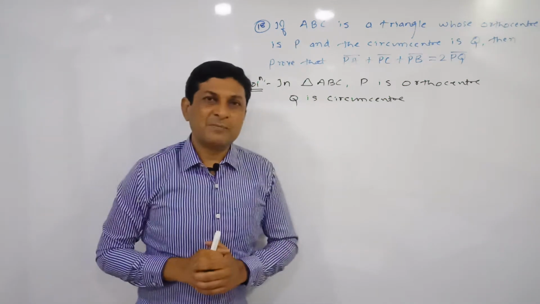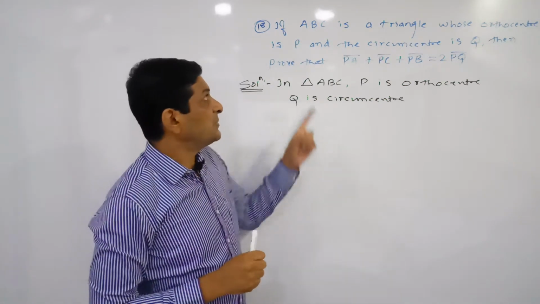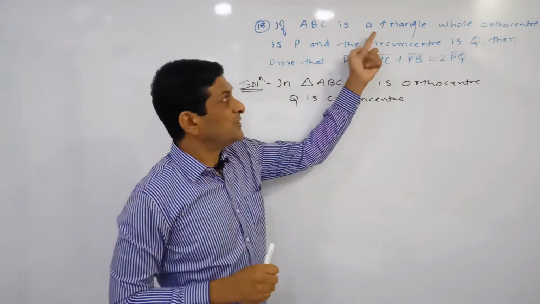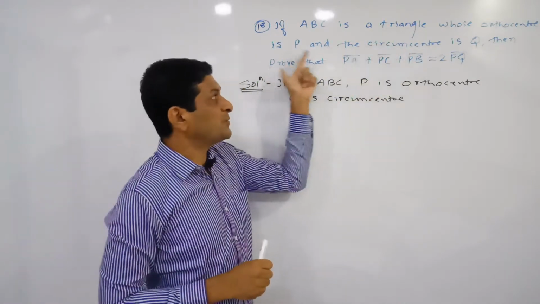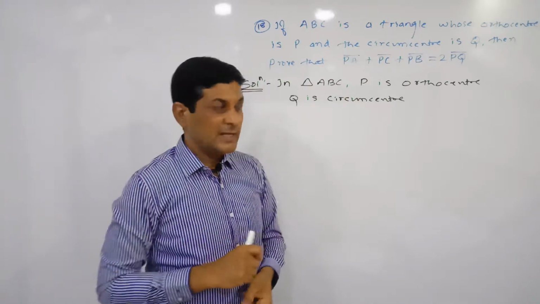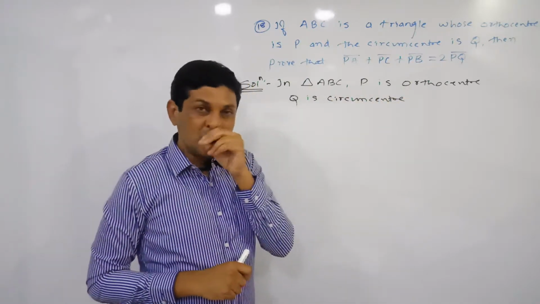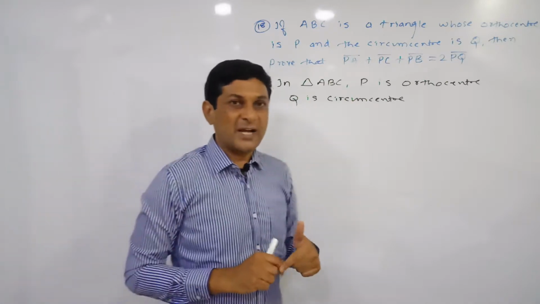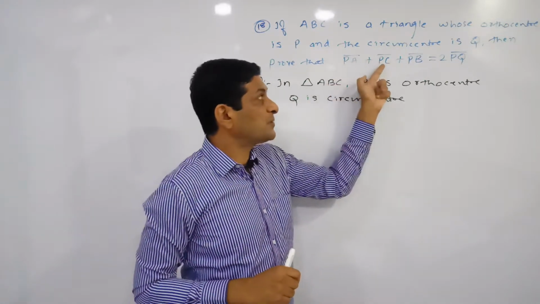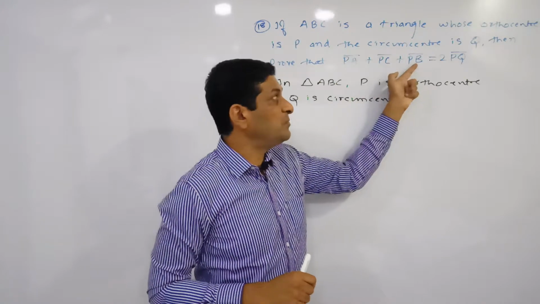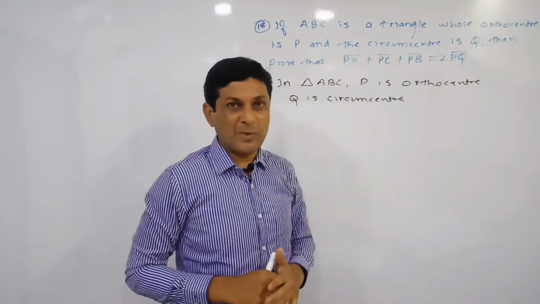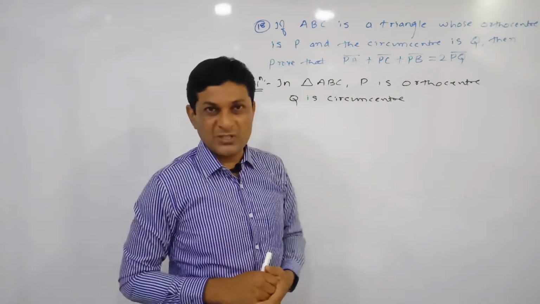Now see example number 18. In this example, in triangle ABC, it is given that the orthocenter is P and the circumcenter is Q. So P is the orthocenter and Q is the circumcenter. Using this, we have to show that PA bar plus PC bar plus PB bar is equal to twice PQ bar. So let us try to prove this result.